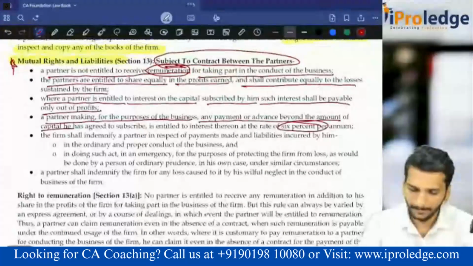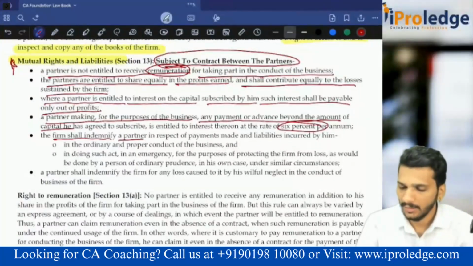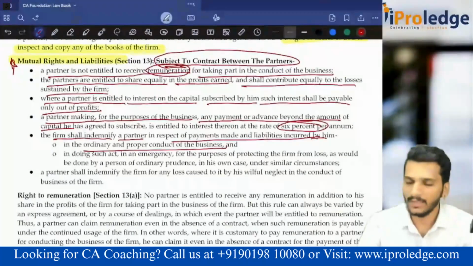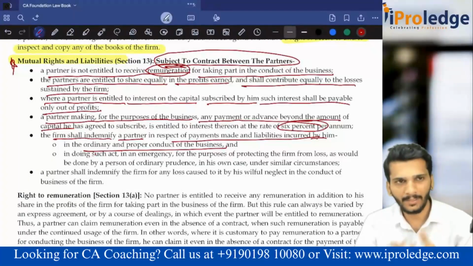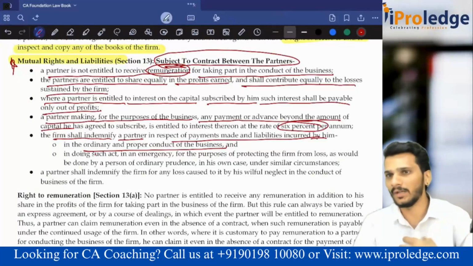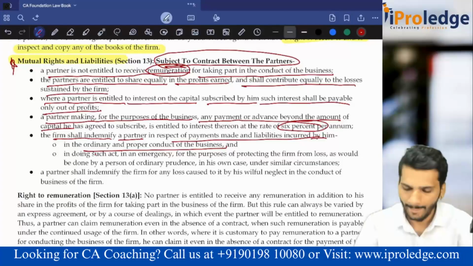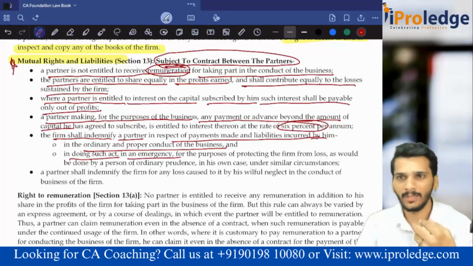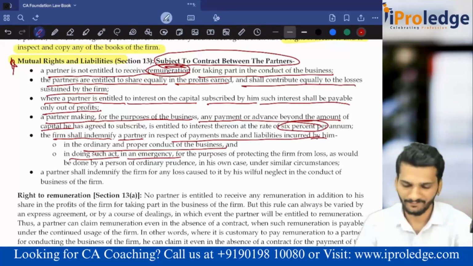Then the firm shall indemnify a partner in respect of the payments made and liabilities incurred by him in the ordinary or proper conduct of the business. Whatever expenses are incurred by a partner, the partnership firm has to reimburse that money to the partner. In doing such an act in an emergency for the purpose of protecting the firm from losses, those expenses also should be reimbursed by the partnership firm.